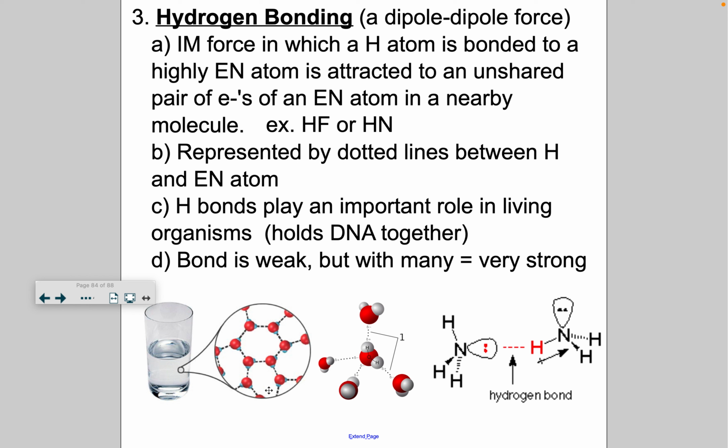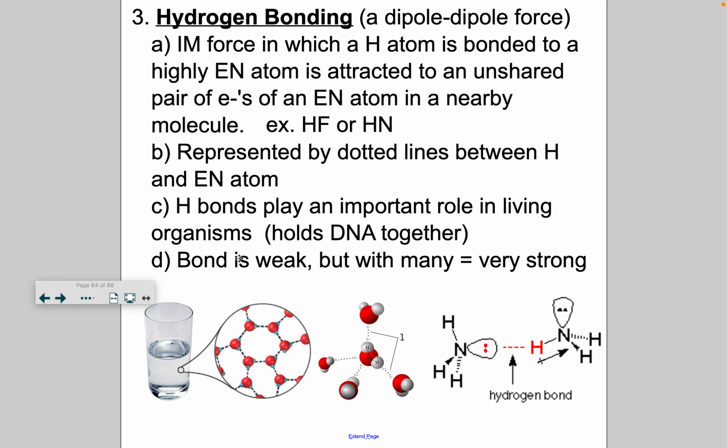And this is why water has such a high boiling point, because they act like little magnets. When you heat up water, the molecules start to vibrate, and it takes a lot of energy to disrupt those hydrogen bonds, so that way water can escape as a liquid to a gas.